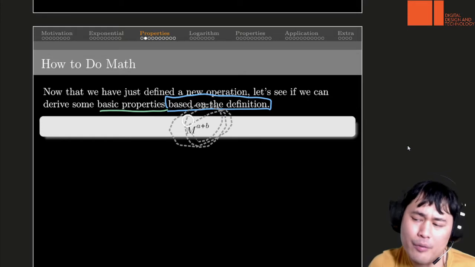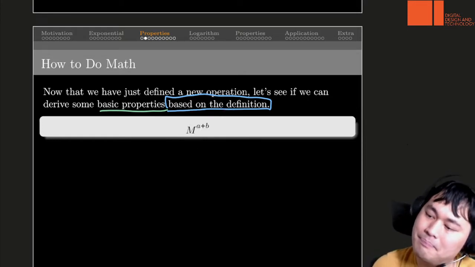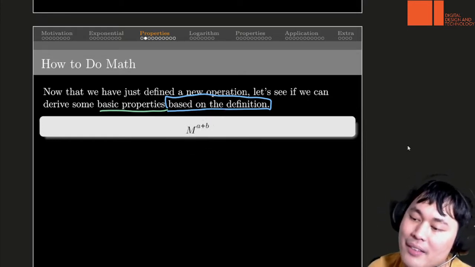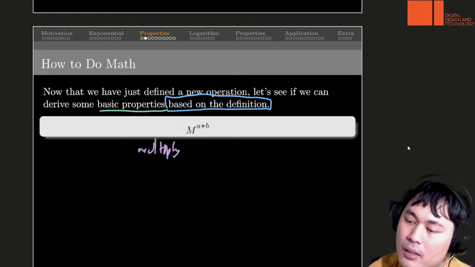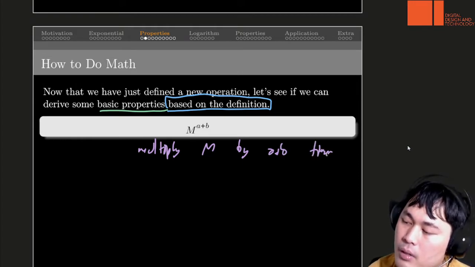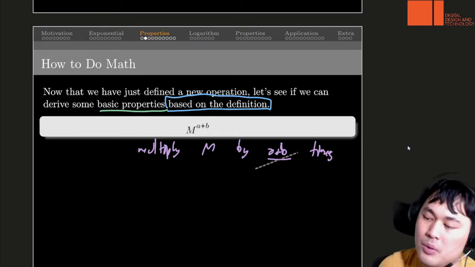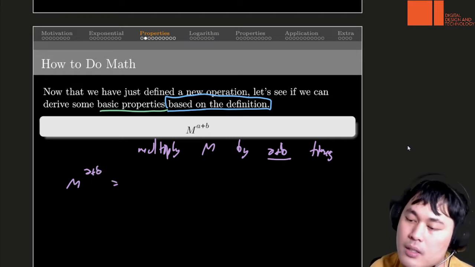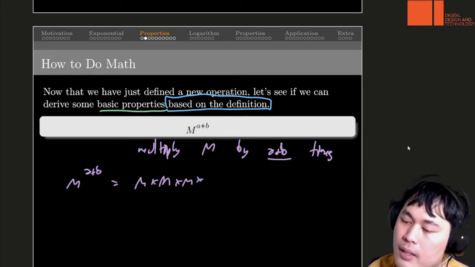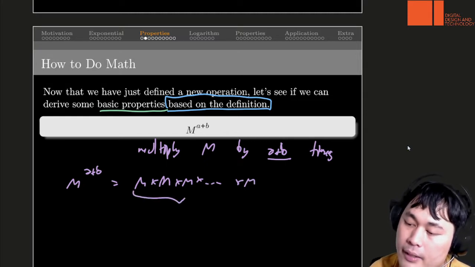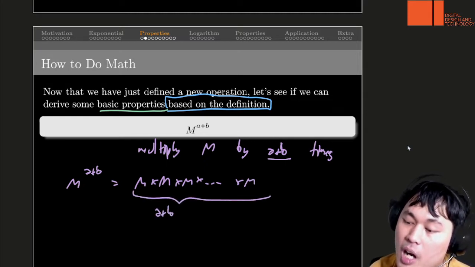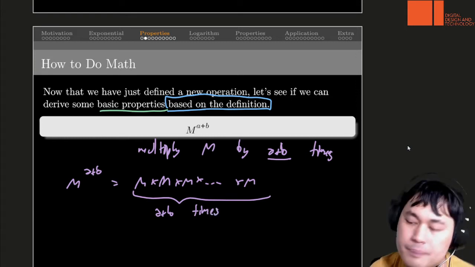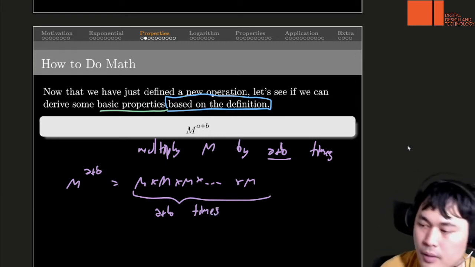What is m to the power of a plus b? If you read the word, you are asked to multiply m by a plus b times. So you multiply the same number by some amount of copies. And so this, by the definition, means we have to keep multiplying until we have a plus b copies of m's. That's how you expand that.